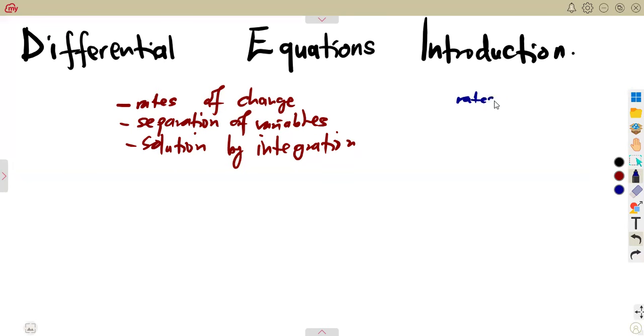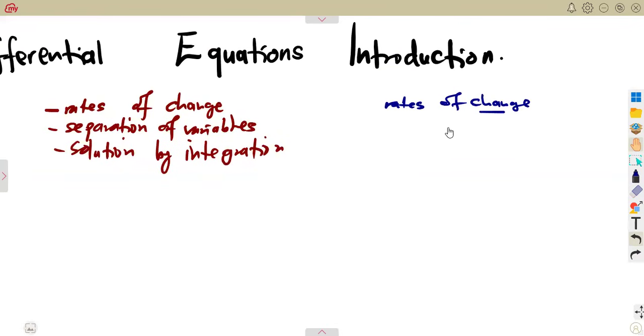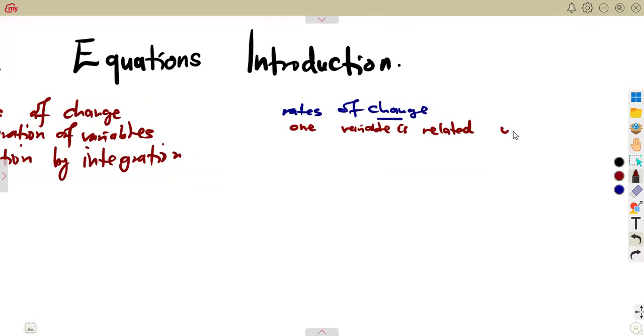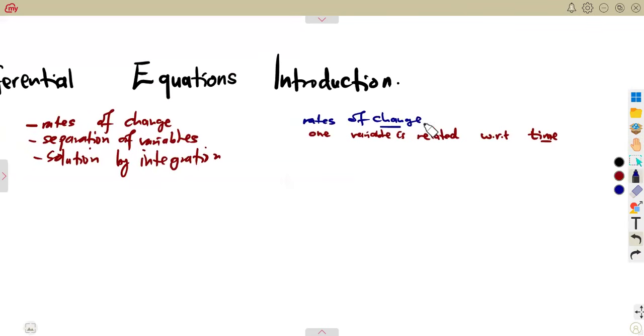Remember, when you're dealing with the rates of change, you are focusing on the rate that is used to describe the change in one variable with respect to time. So one variable is related with respect to time. One variable that you're given with respect to time. As we are referring to the differential equation, the variable we're talking about is the derivative.